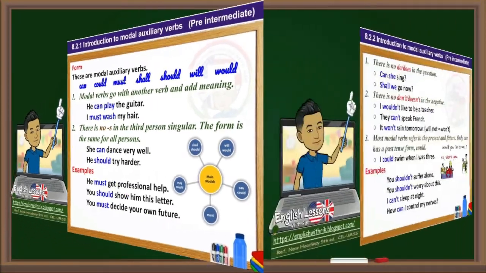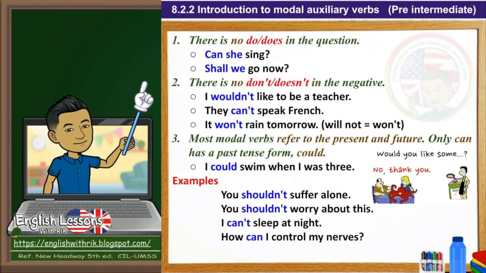There is no do or does in the question. Can she sing? Shall we go now? There is no don't or doesn't in the negative. I wouldn't like to be a teacher. They can't speak French. It won't rain tomorrow. Note that won't is short for will not.